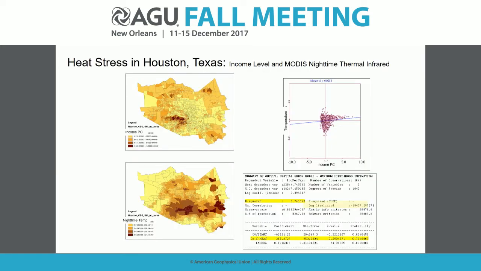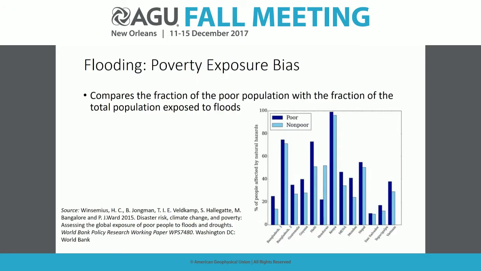In Houston, Texas, a relatively quick and dirty analysis that I did looked at income versus land surface temperatures, and if you take the greater Houston metropolitan area, you actually find that income tends to co-vary with higher temperatures. So higher incomes generally are areas with higher temperatures, especially in that downtown area.